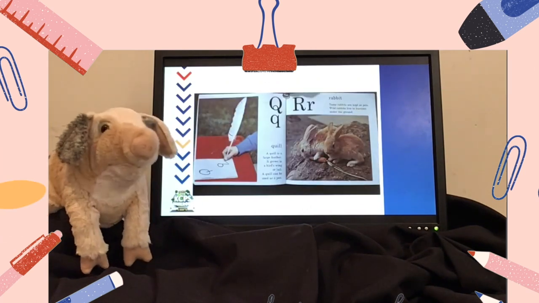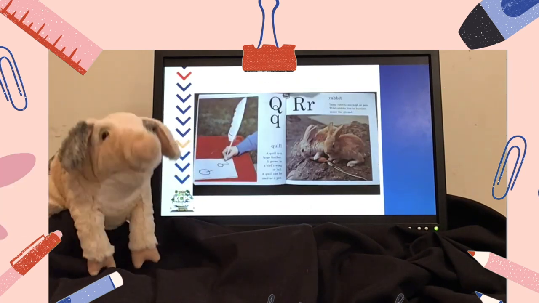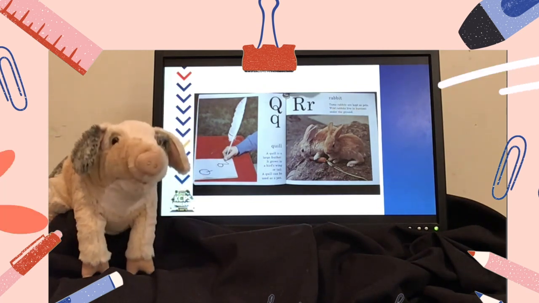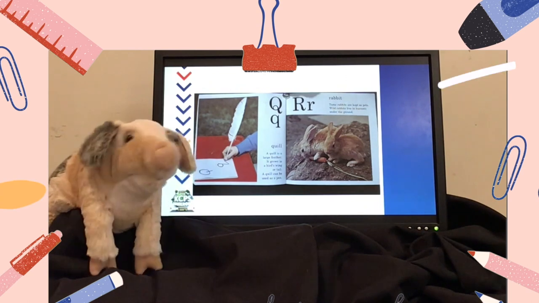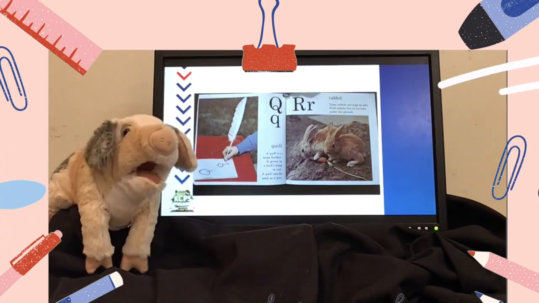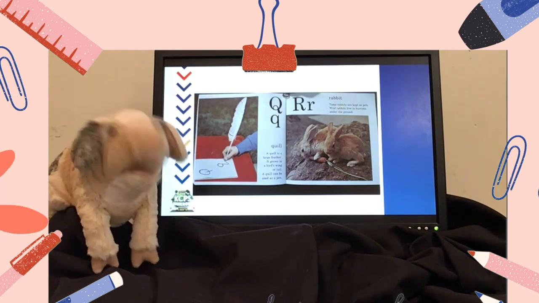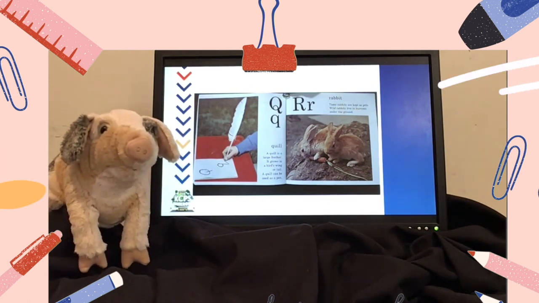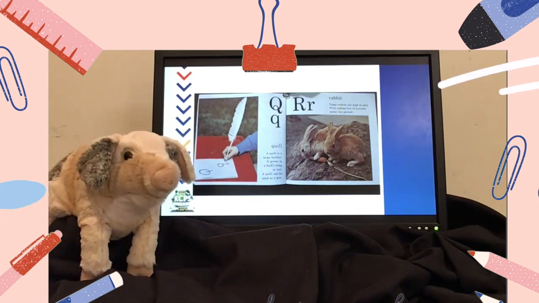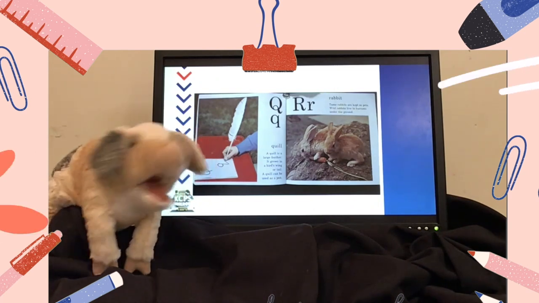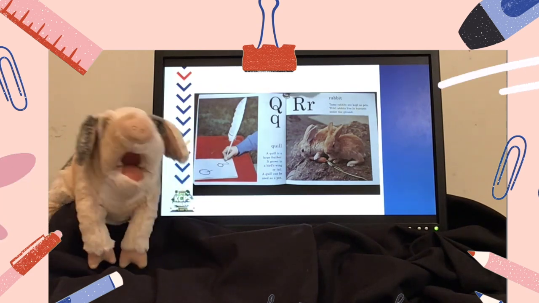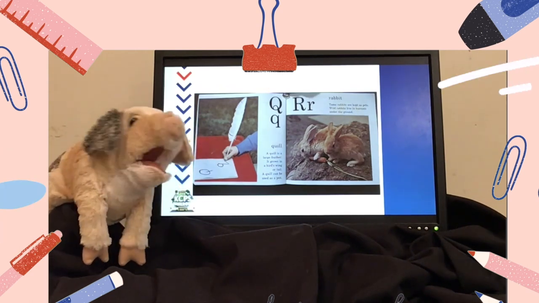Q says Qu, like the word quill. A quill is a large feather. It grows in a bird's wing or tail. A quill can be used as a pen. R says rrr, like rabbit. Tame rabbits are kept as pets. Wild rabbits live in burrows under the ground.